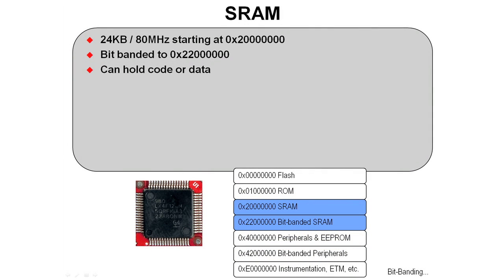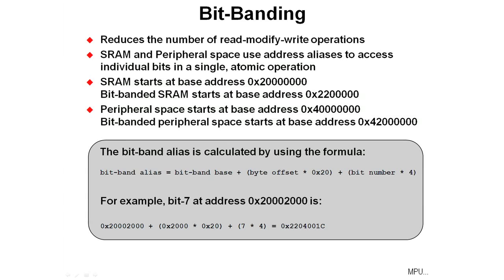The SRAM on the part is 24K of SRAM, full speed 80 megahertz, starting at 20 million, 20,000,000. That physical memory is bit banded into 22 million, 22,000,000. And of course, SRAM can hold code or data. You can execute out of SRAM if you choose to do so. As we've mentioned before, all M4 devices have bit banding. This reduces the number of read, modify, write operations.